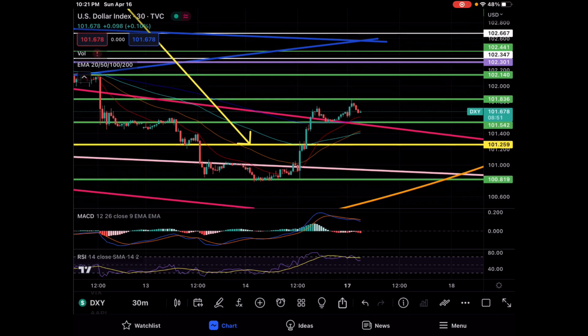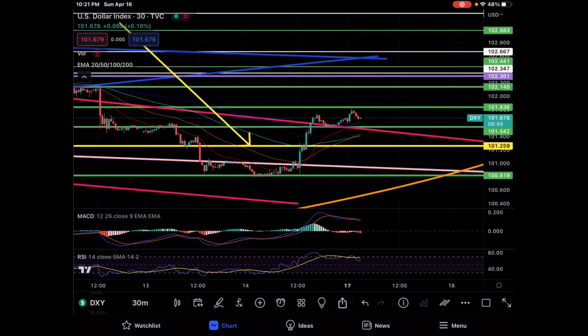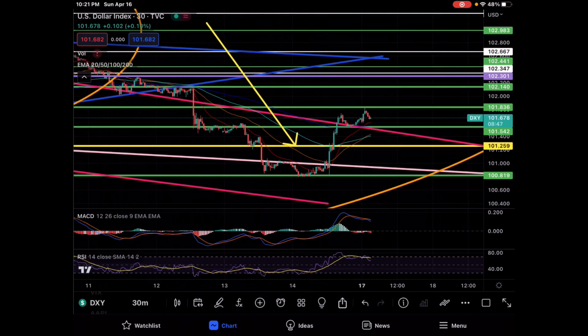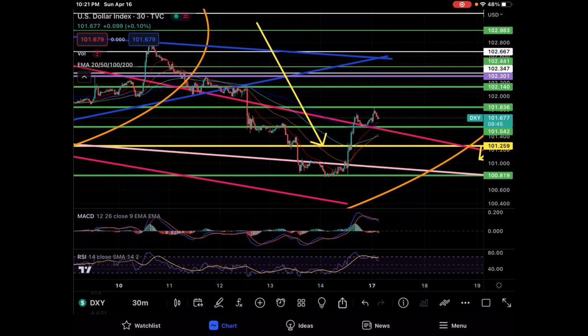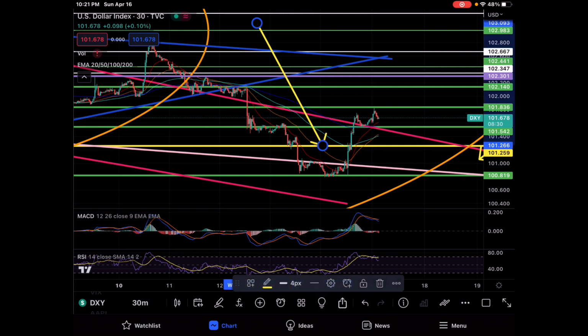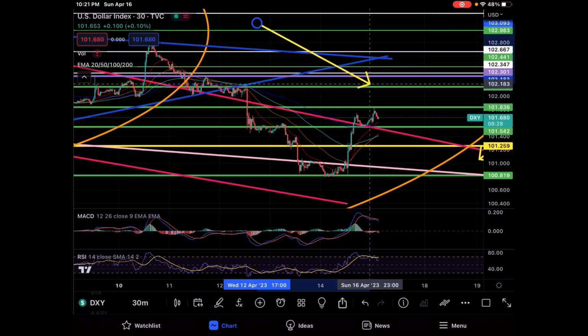Is it going to hold the 101.542? Is it going to hold the 20-day moving average? Will we get a little bounce off there and continue up to get support on the 101.836, and maybe from there complete a larger cup at the 102.140?